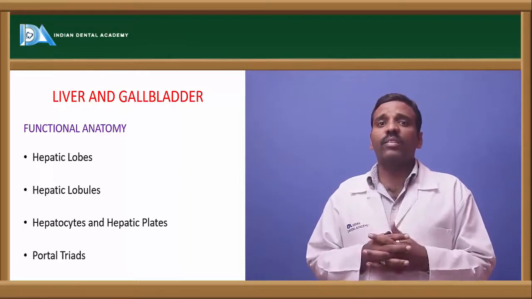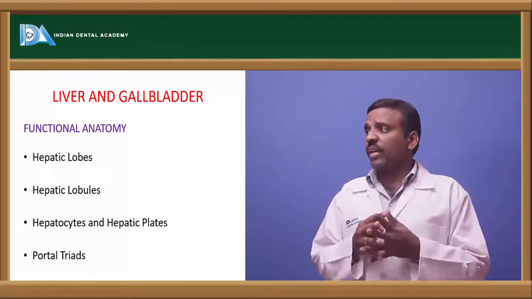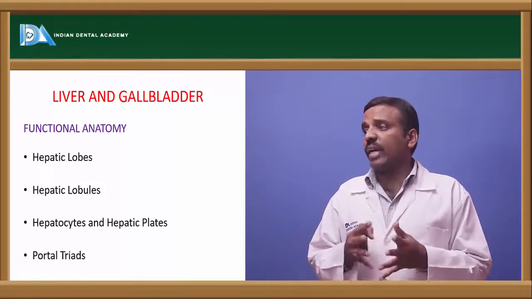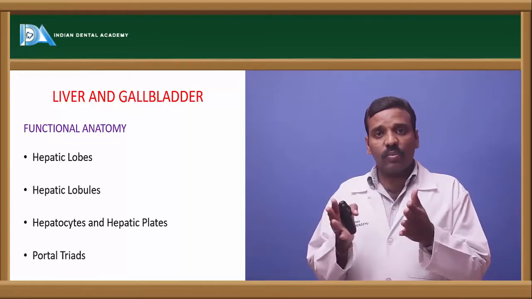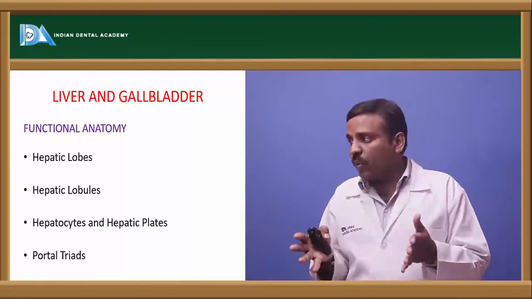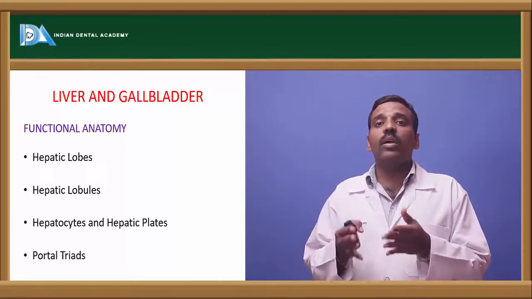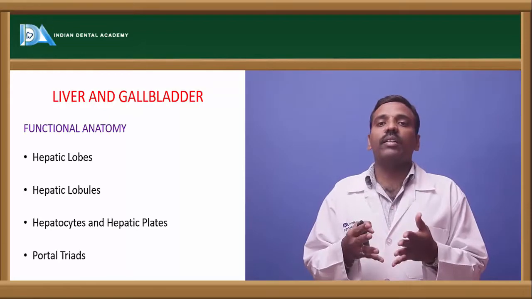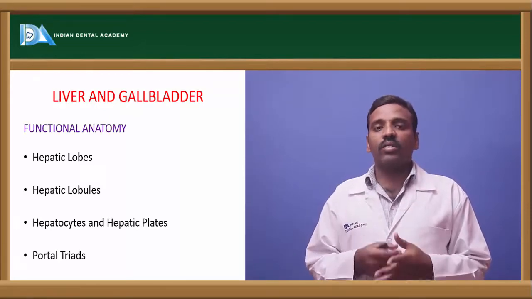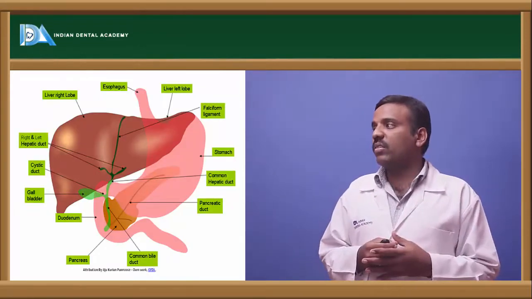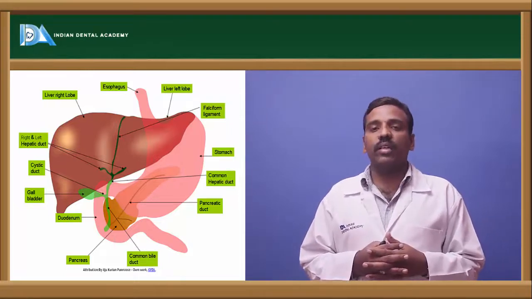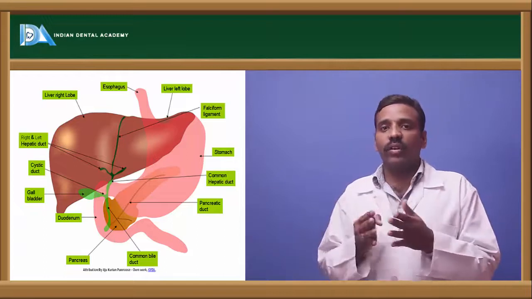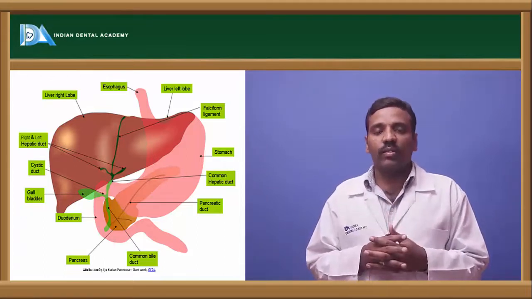The liver is the largest organ, and if you see the functional anatomy, hepatic lobes are present. These hepatic lobes are divided into hepatic lobules, and the hepatic lobules have hepatocytes forming hepatic plates, and portal tracts are present in the functional anatomy of the liver. Two lobes are present in this, and the gallbladder is also present. The liver is divided into two lobes, the right lobe and the left lobe.